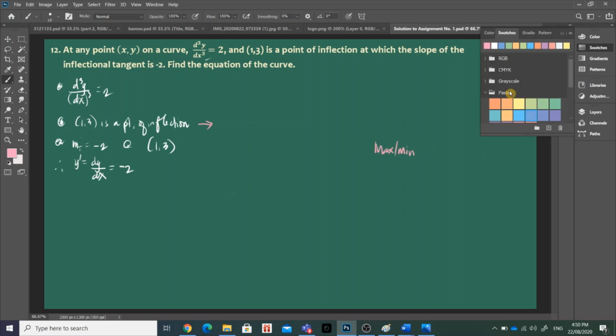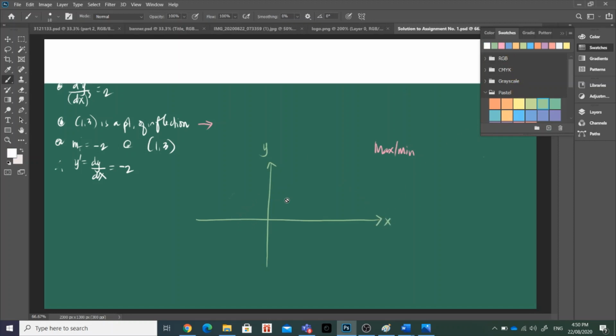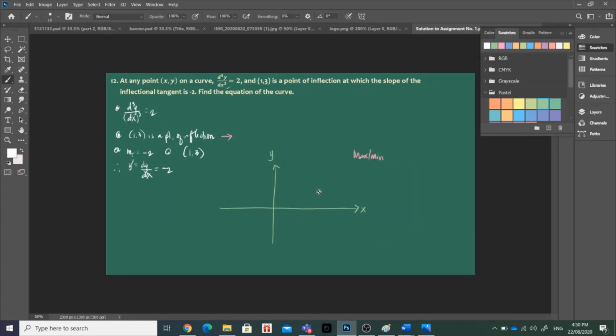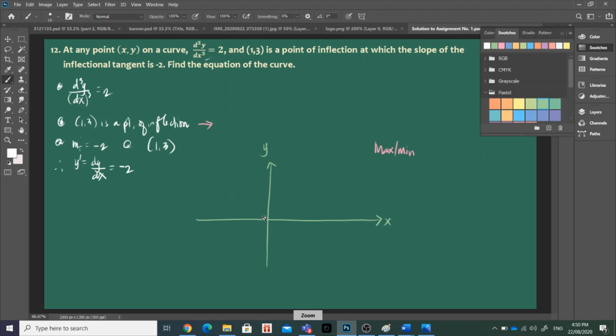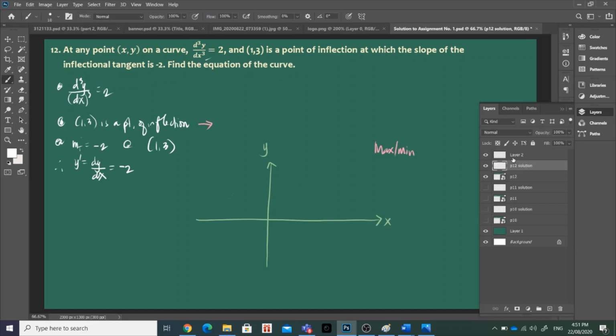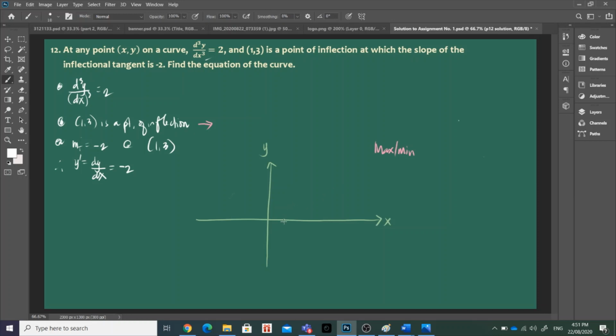If we have a given curve like this, so this is the y-axis and this is the x-axis. Let's say this is our curve. Oops, Control Z. Okay, let's say that is our curve.